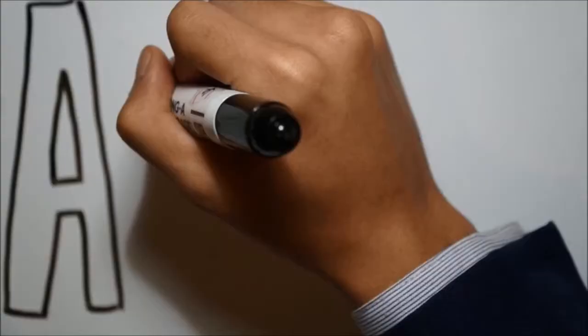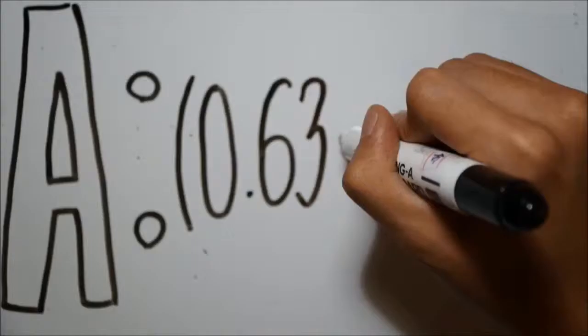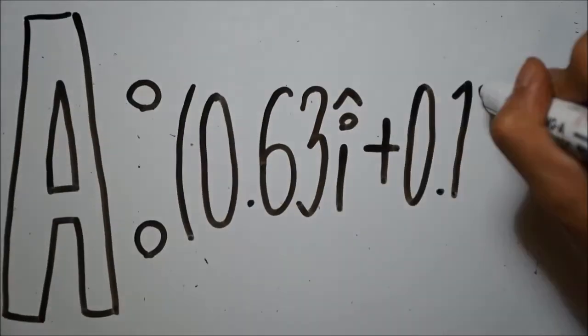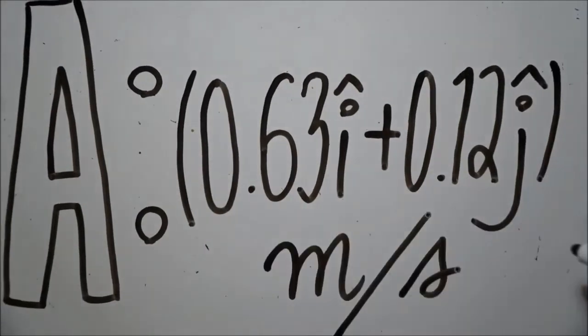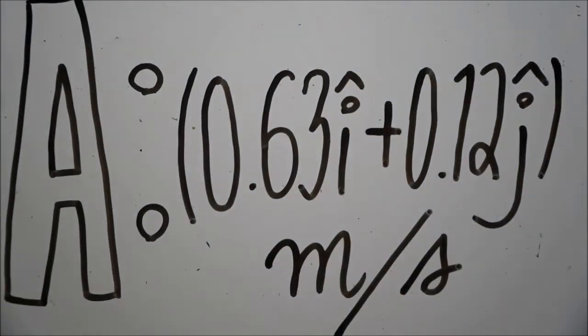It'll then lead you to the answer of parenthesis 0.63 i hat plus 0.12 j hat. And that is how you solve this problem.